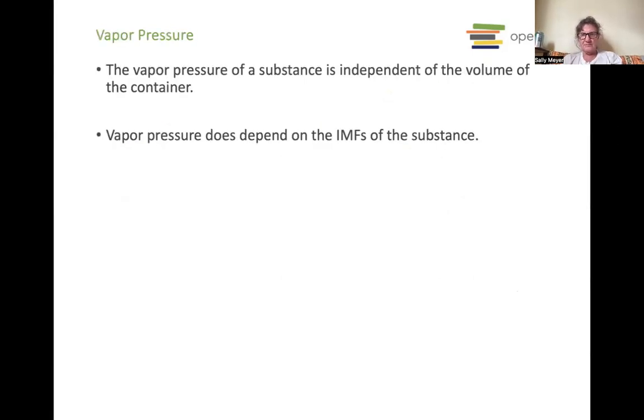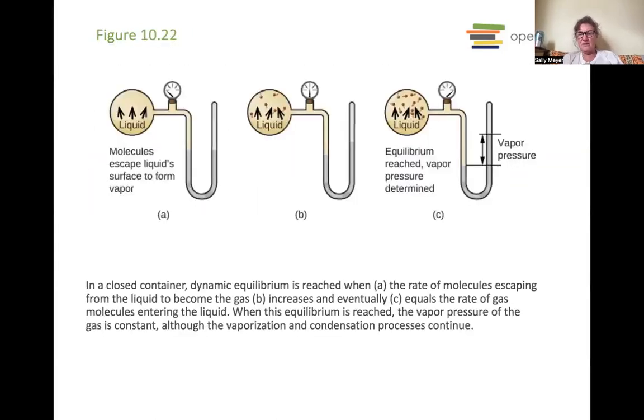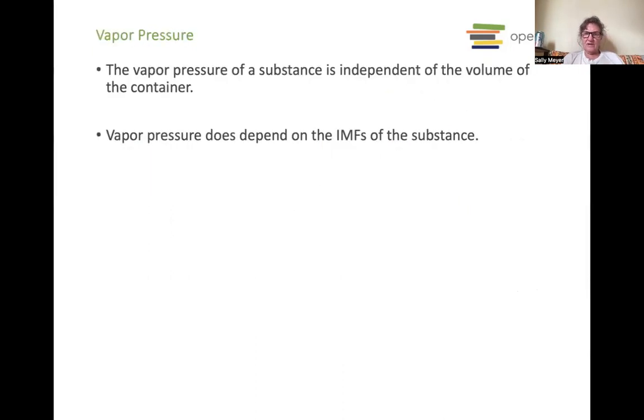So the vapor pressure of a substance is independent of the volume of the container, and vapor pressure does depend on the intermolecular forces of the substance. So whatever pressure you end up at here, it doesn't matter how big that container is. You will have more molecules in the gas phase, but the pressure will be the same. So the vapor pressure depends on the intermolecular forces, and therefore the vapor pressure also depends on the temperature.